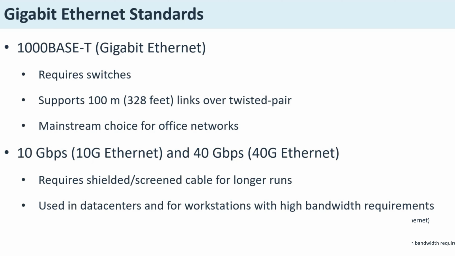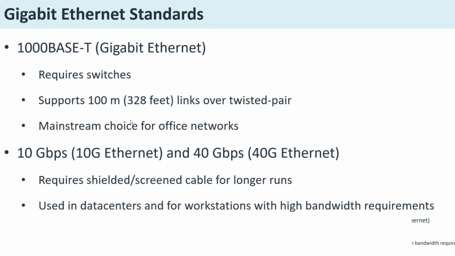10 gigabit Ethernet, 10GbE, multiplies the normal speed of gigabit Ethernet by a factor of 10. Because of the higher frequencies required, 10 gigabit Ethernet can only run at reduced distances over unshielded twisted pair. Longer runs require higher categories of cable with some type of shielding. There are also specifications for 40 gigabit Ethernet.